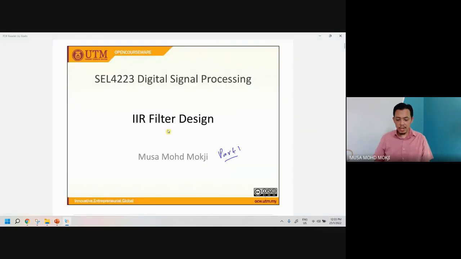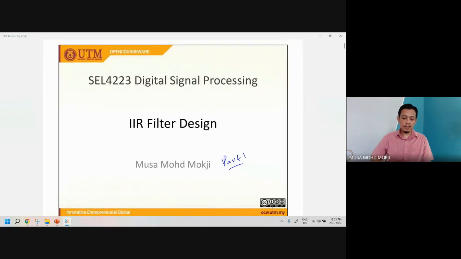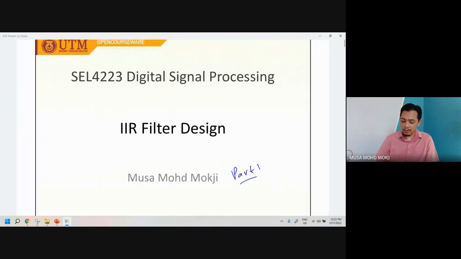Okay, so now we will move to our last chapter, which is the other filter type, IIR, and how to design it. This is IIR filter design, or infinite impulse response filter design. And what is the difference between FIR and IIR? Last time, what was the difference?